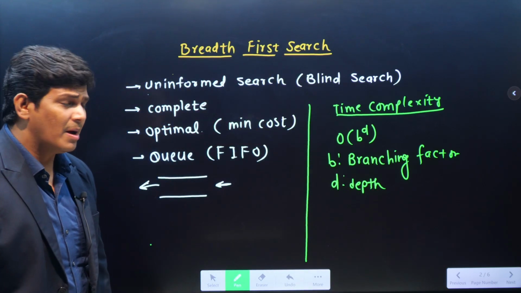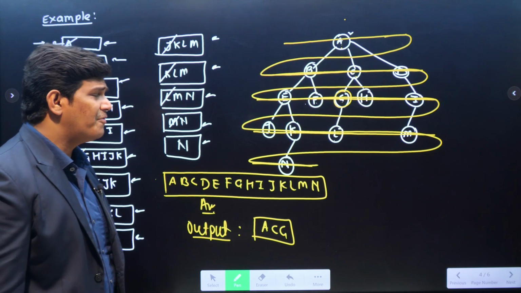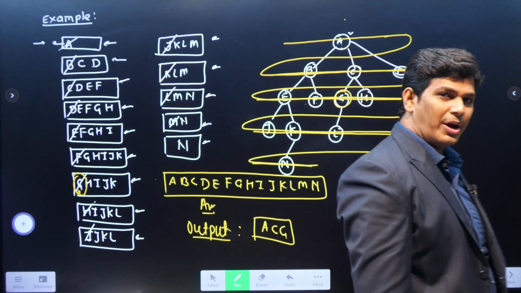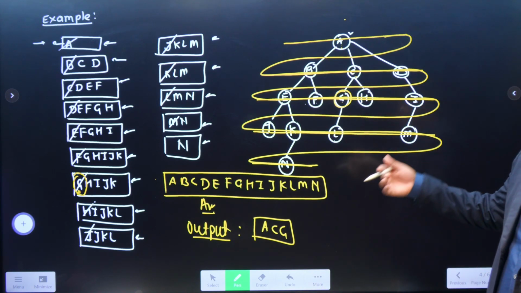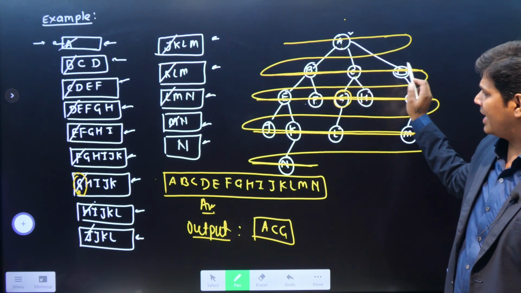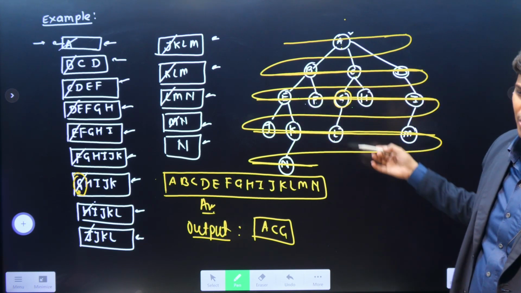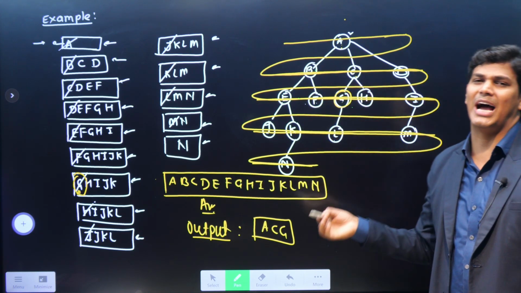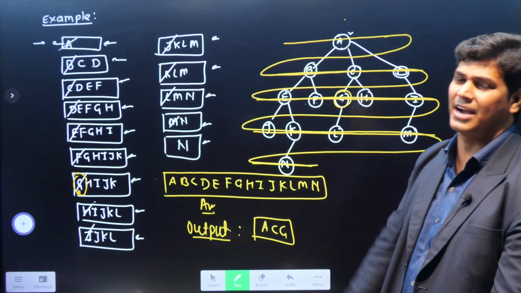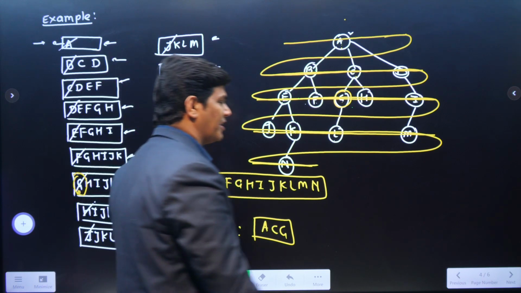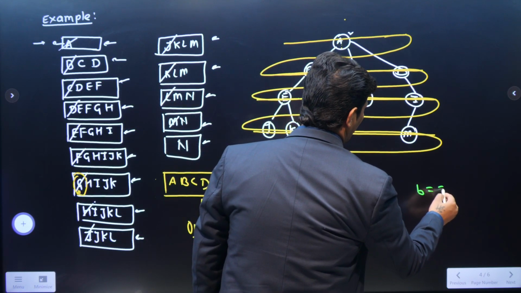Now what do you mean by branching factor? Students, branching factor means the maximum number of child nodes. In this particular graph, you can see A has 3 children, B has 2 children, C has 2 children, D has 1 child, and so on. So the maximum number of children is 3, so the branching factor value is 3. So the value of B here is 3. Perfect, B is equal to 3.